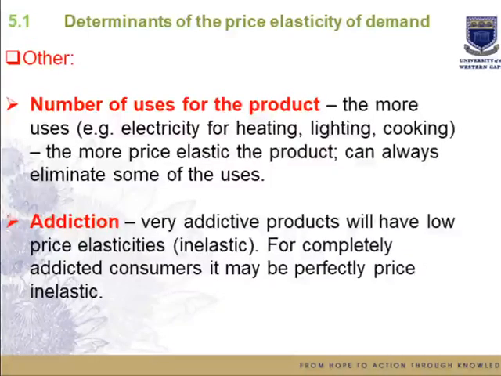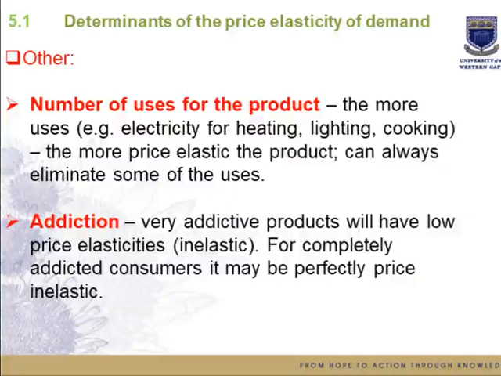The eighth factor is the number of uses for the product. When a product has many uses, the price elasticity of demand tends to be greater since substitutes can always eliminate some of its uses. The ninth factor is addiction.